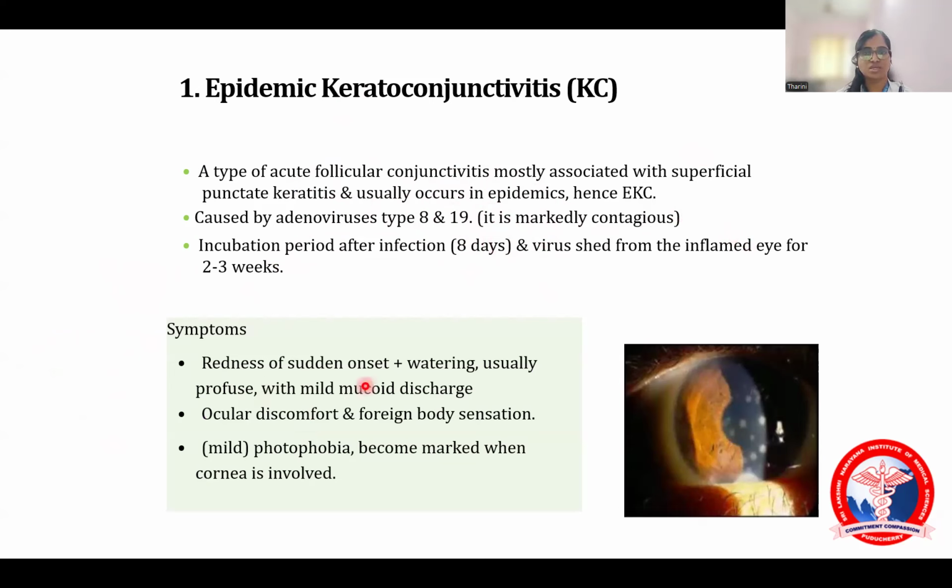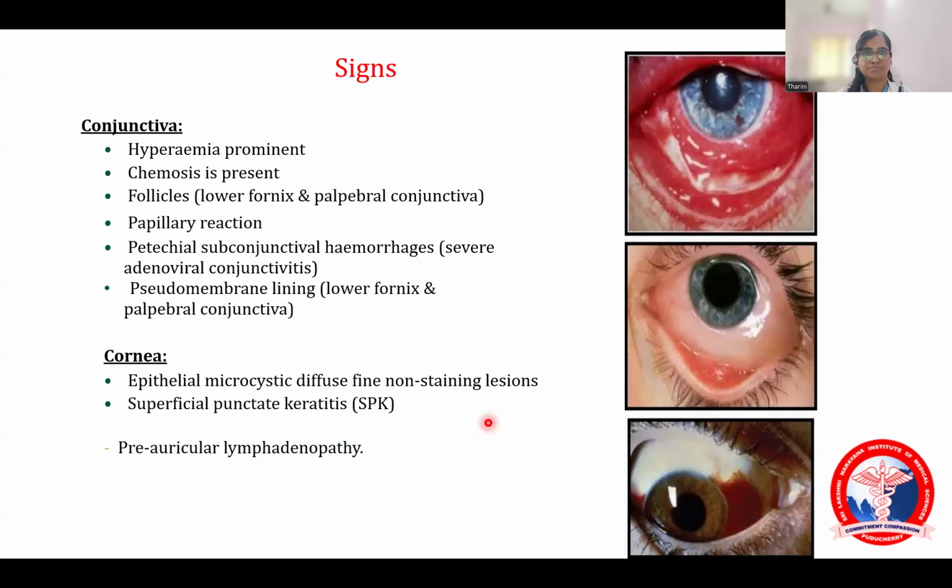The symptoms include redness of sudden onset with watering, usually profuse, with mild mucoid discharge, ocular discomfort and foreign body sensation, and mild photophobia, which becomes marked when the cornea gets involved. The signs of epidemic conjunctivitis: conjunctival congestion and chemosis will be present, follicles will be present in the lower fornix and palpebral conjunctiva, a papillary reaction can be there, petechial hemorrhages and subconjunctival hemorrhages can be there, and there can be a pseudomembrane lining the conjunctiva.